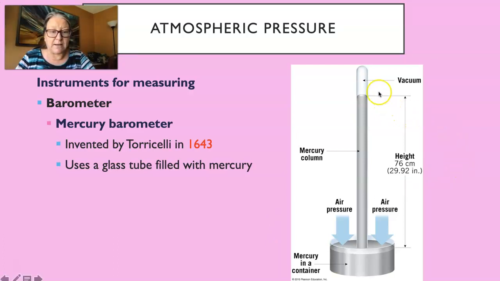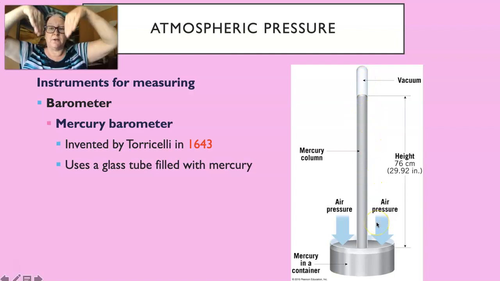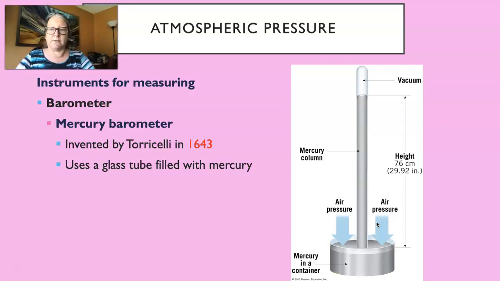Well, it's going to rise, right? If you push harder here, it's going to force this to rise, and it's going to be higher pressure. If, on the other hand, the air pressure lessens and it becomes less of a force on that dish of mercury, then the mercury is going to fall. And so sometimes you might hear the mercury is falling, and that means that low pressure is coming into an area. So that's a mercury barometer.